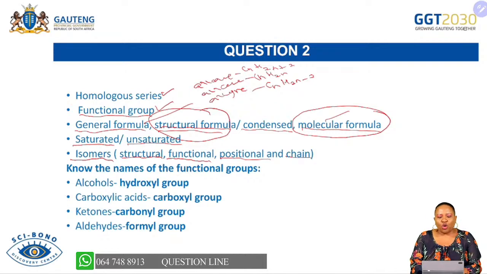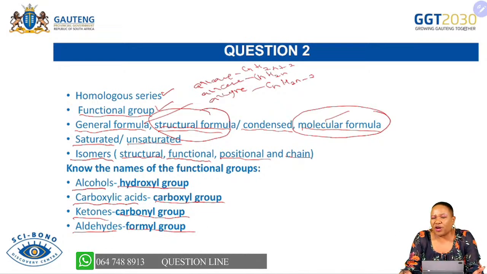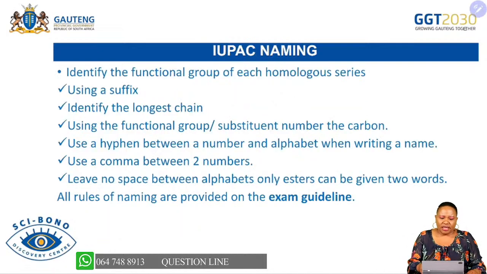Then you also need to know the names of the functional groups. We have functional groups that have specific names. For example, alcohols have the hydroxyl group as the functional group, carboxylic acids the carboxyl group, ketones the carbonyl group, and aldehydes the formyl group. It is impossible for us to go through everything that you did in organic chemistry, but these are some of the things you can keep handy to understand what is going to happen in our next lesson. Then we also look at naming.